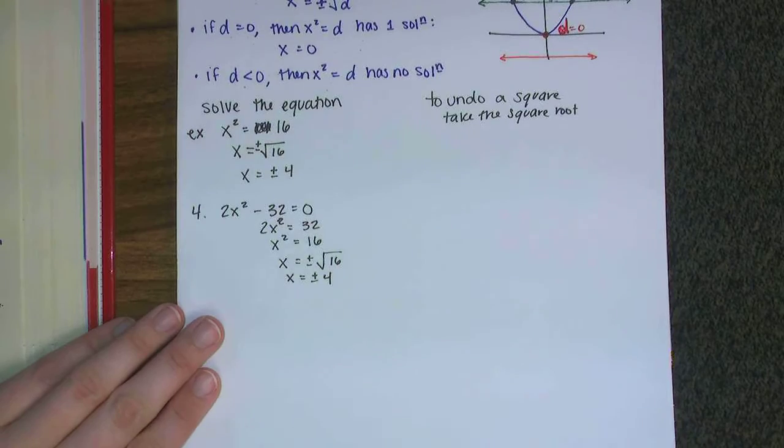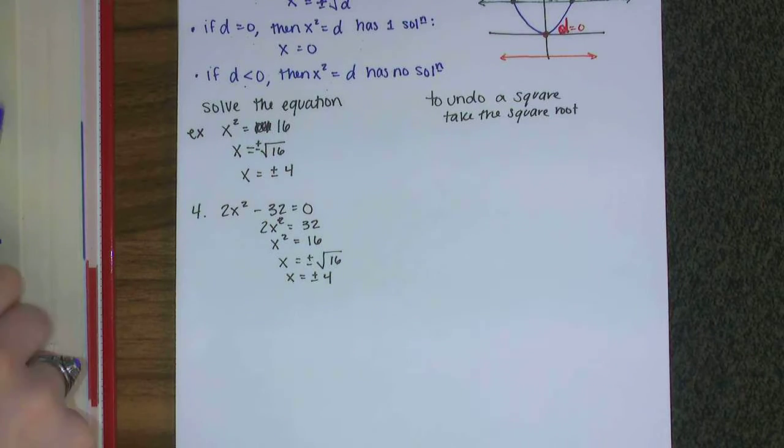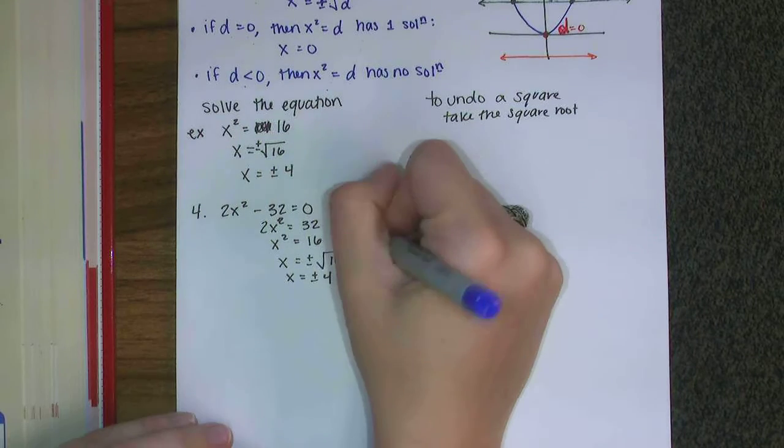And so, looking back at our chart at the top, this was the case where d was greater than 0, because it gave us the 2 solutions. So this is just for your information. You aren't required to write that down or anything.